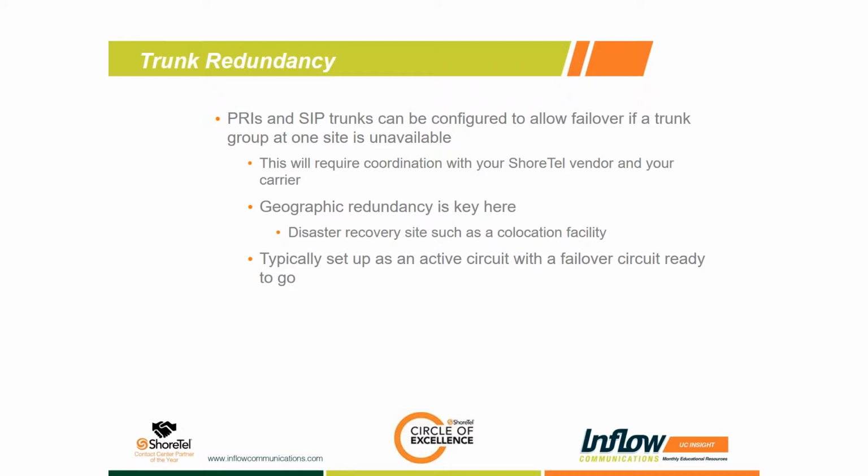These are typically set up as an active circuit with a failover circuit ready to go, meaning that the primary circuit will take all of your inbound and outbound calls, and the failover circuit will not actually be used for any purpose unless it's needed. And this can happen in a variety of ways. The most often method that we see here is when the carrier side equipment has a problem, the carrier will automatically switch their route and send everything across the secondary trunk.